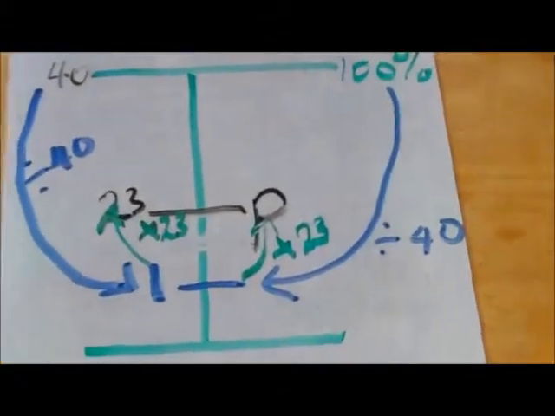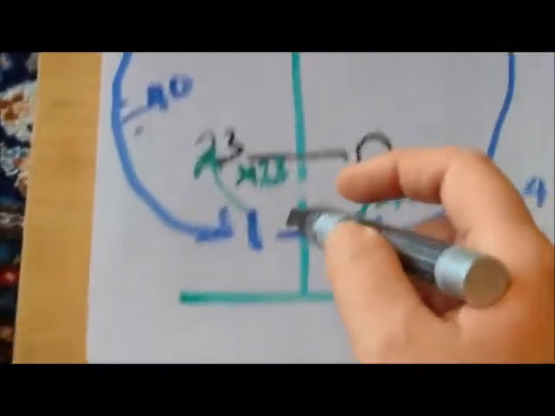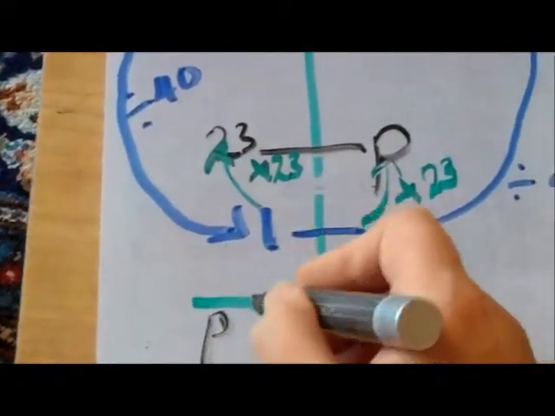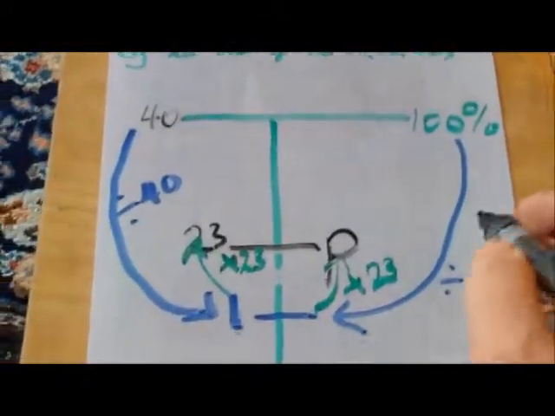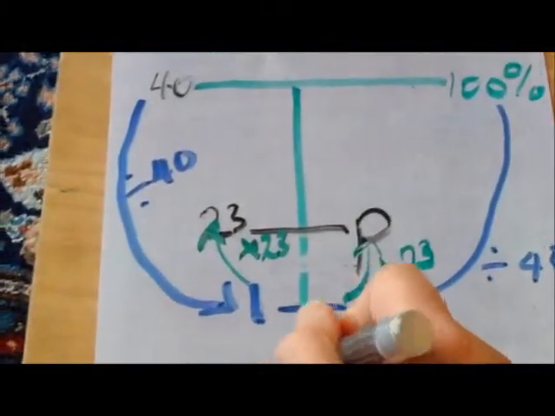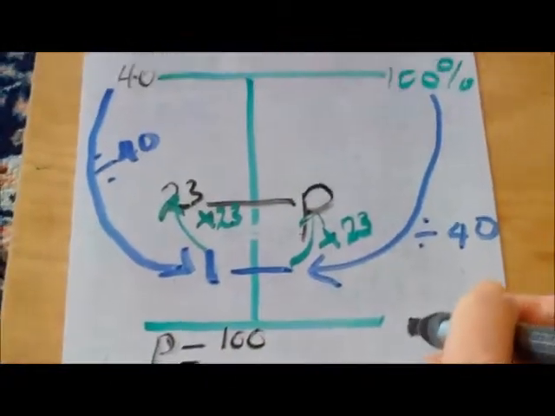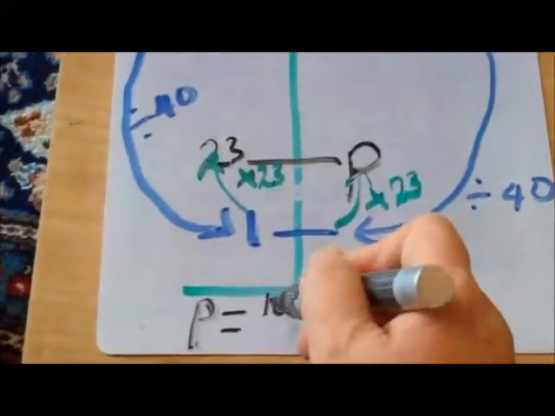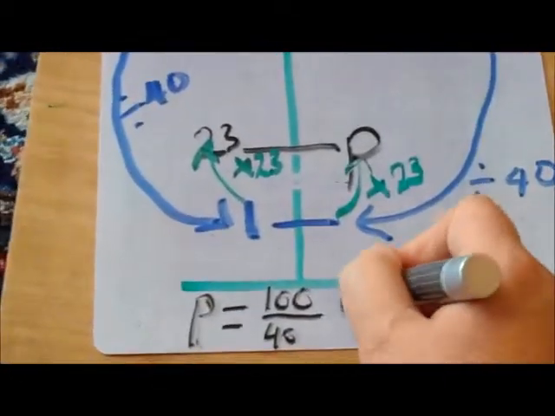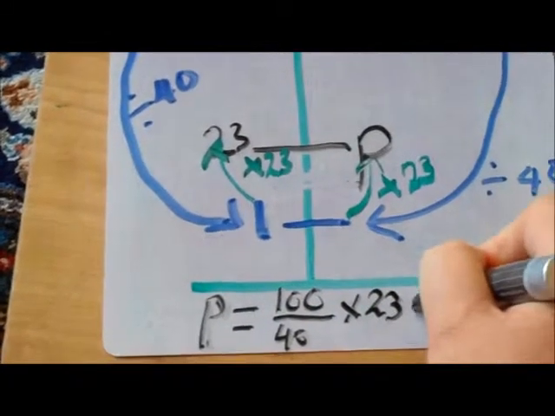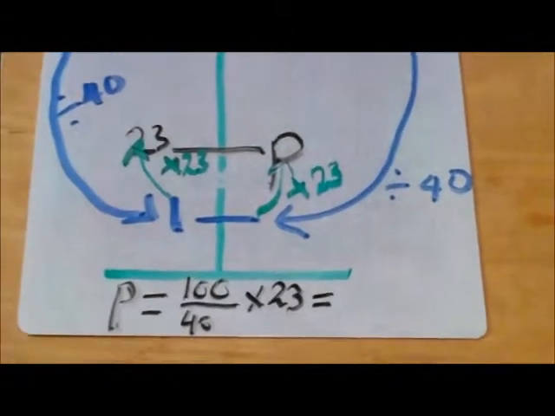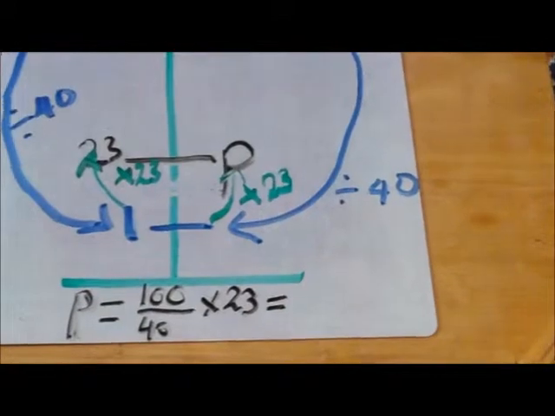So my percentage is, when I write it out, my percentage is, let's follow the arrows backwards, there on the green one and up on the blue one. I started with 100. What did I do to it? The blue line says divide by 40, so that's what I do. And the green line says multiply by 23. Now you can use your calculator to work that out, or you can simplify the fractions, but it is going to be a yucky number.